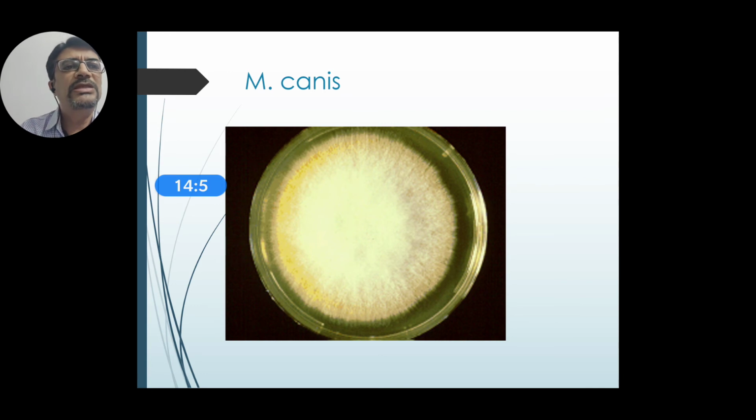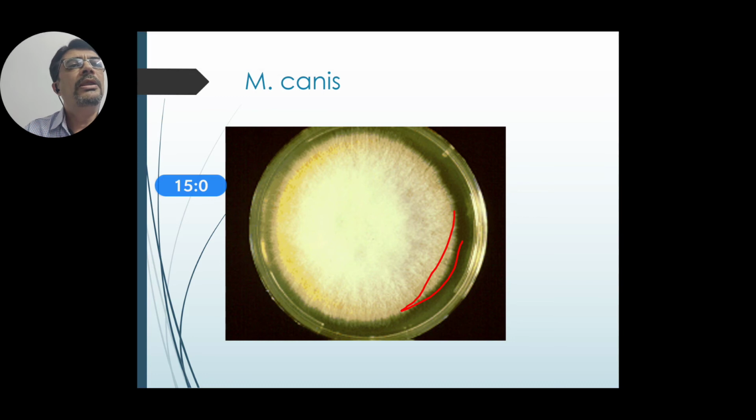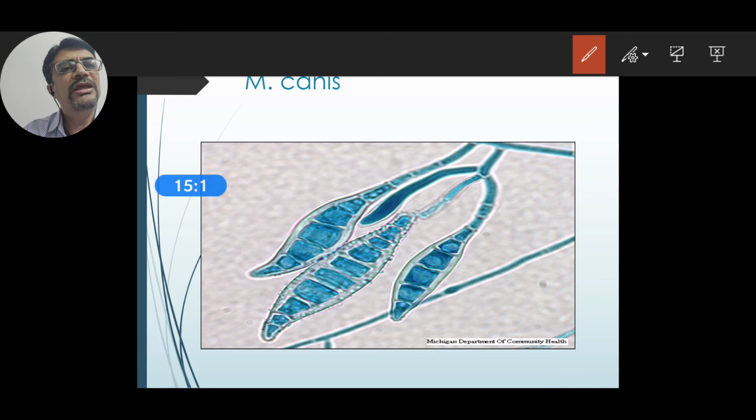Microsporum, this is the colony. The center is white and velvety, if you see the texture of the colony, it is velvety, and the periphery is yellowish. And if you see its microscopy, you can see there are many macroconidia, and you see the thickness of its wall and its characteristic shape, which is tapering at both ends and swollen in the middle. So this is known as spindle shape.